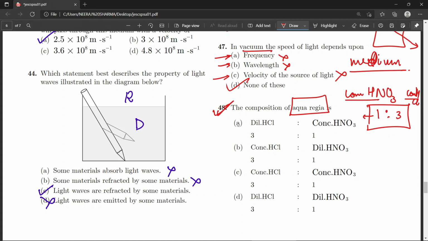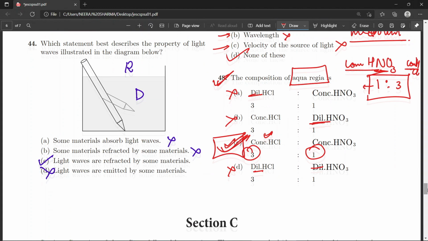Also both the acids are concentrated. So option A is wrong because you have been given dilute HCl, right? Option B is also wrong because dilute HNO3 is given to you. Option C is extremely correct. Option D is wrong because dilute is given instead of concentrated acids. So option C is extremely correct because 1 part of concentrated nitric acid and 3 parts of concentrated hydrochloric acid are given to you. So option C is the correct option. We are done with section B over here.